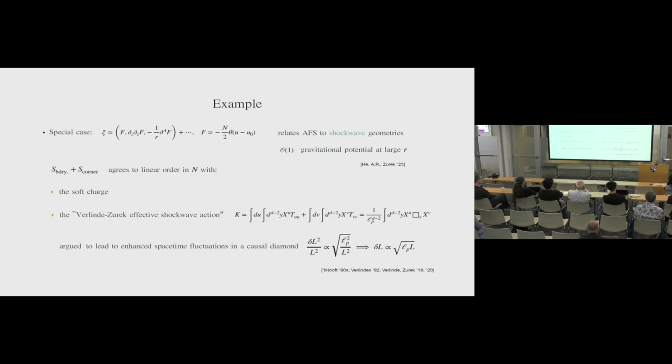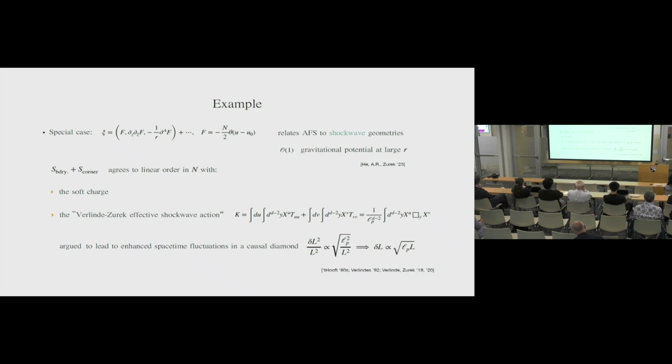So one can do that, and after doing that, I'm not really going to have time to go into details through this calculation, but basically this resulting gauge invariant boundary action turns out to coincide with three quantities. If one looks at the linear order in N in this action, it turns out to be related to the soft charge in this context. It also turns out to be related to the so-called, well, I'm not sure if I should give it this name, but it's been recently discussed by Verlinde and Zurek as an effective action that they use to reproduce a funny relation between correlation functions of space-time fluctuations in gravity.